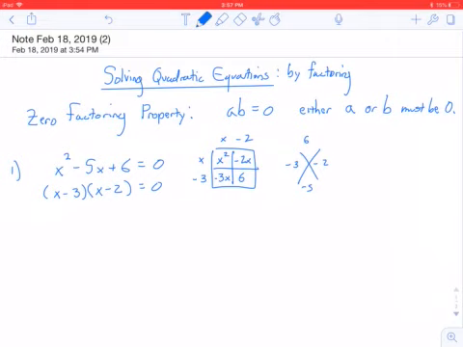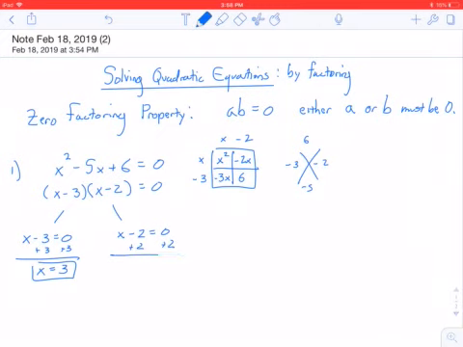Okay, now we can use this zero factor property we just talked about. The only way this factor times this factor can equal 0 is if either the first factor or the second factor is in fact 0. So what we do here is we set each factor equal to 0 and solve. So here, x equals 3, and here, x equals 2. So this equation actually has two solutions. There are two numbers that satisfy this equation.